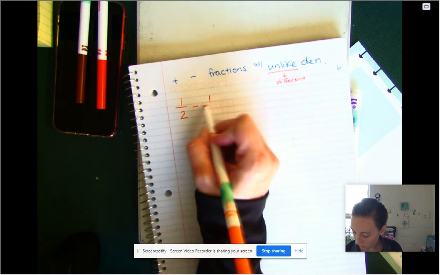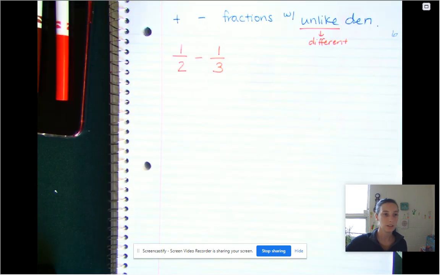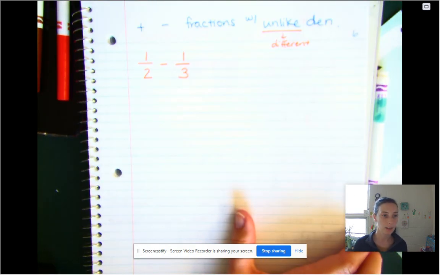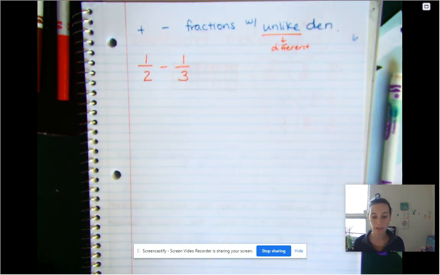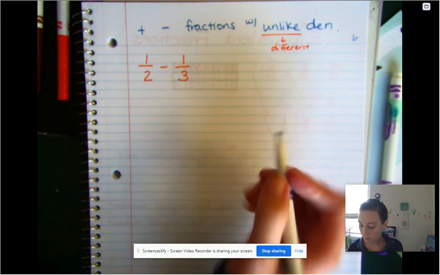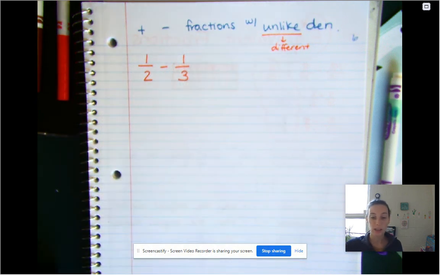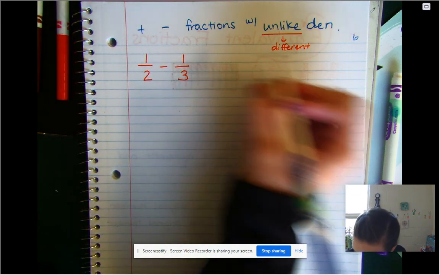1/2 minus 1/3. Right now we cannot solve that, because if somebody has half of a pizza and then takes a third of a pizza away, we only had half a pizza to give. So what we have to do, this is why I taught you this in order, is make an equivalent fraction. We actually have to make 2 equivalent fractions, because we can't do anything until they have the same denominator.